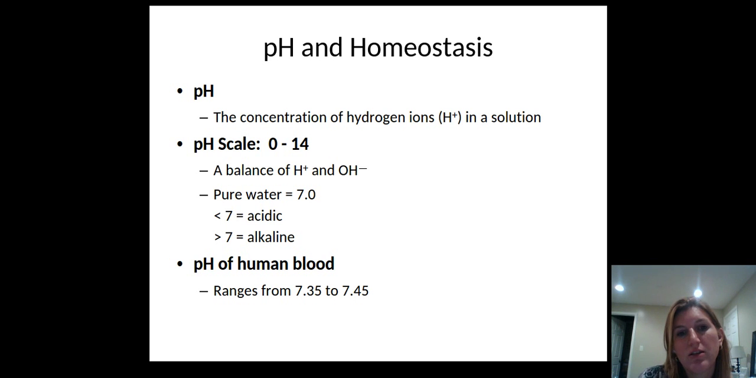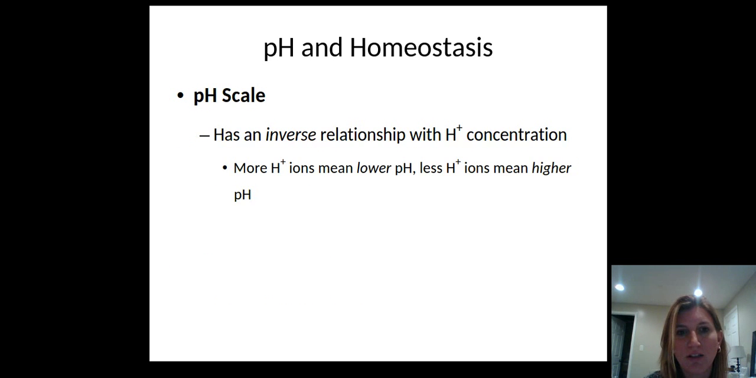So the general idea with pH, obviously, it's a measurement of the hydrogen ion concentration within a solution. You need to be familiar with the pH values and what those values represent: neutral, acidic, alkaline, slash basic. And you should know the pH of human blood. We'll cover that mostly in chapter 19, starting next week, but 7.35 to 7.45. It's important to know that off the top of your head.